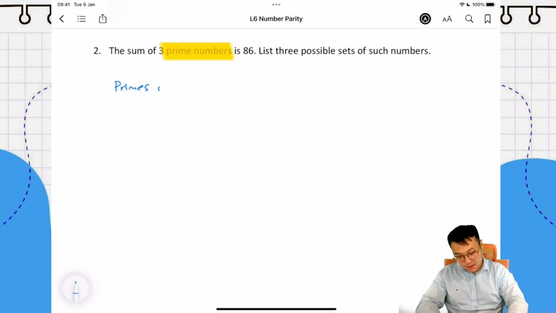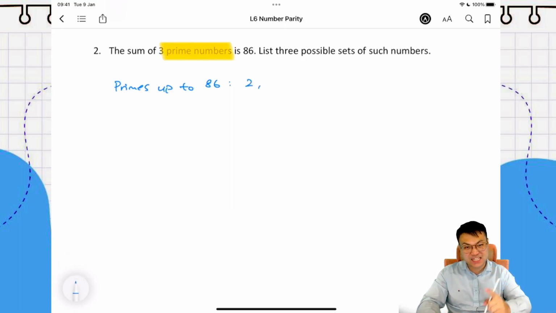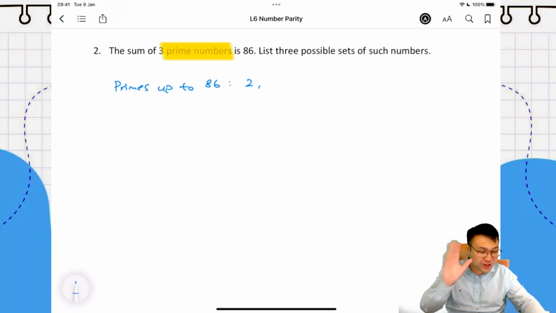Primes up to 86. Now, students, please take note that number 1 is not a prime number. The smallest prime number is number 2. And amazingly, it is the only prime number that is even. Okay? The rest of the prime numbers are all odd numbers.